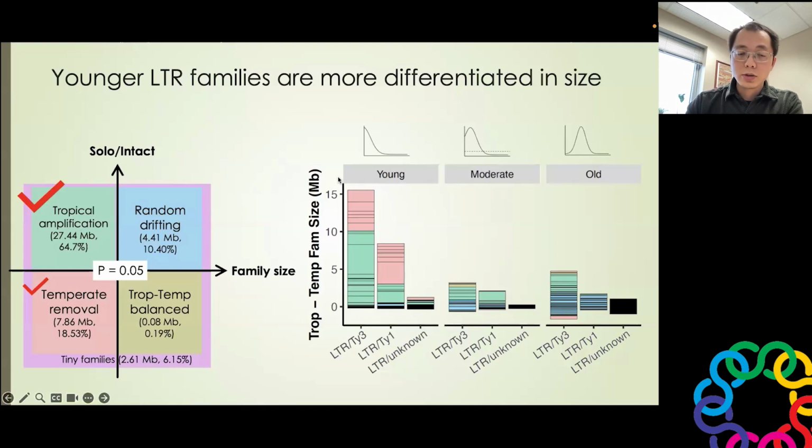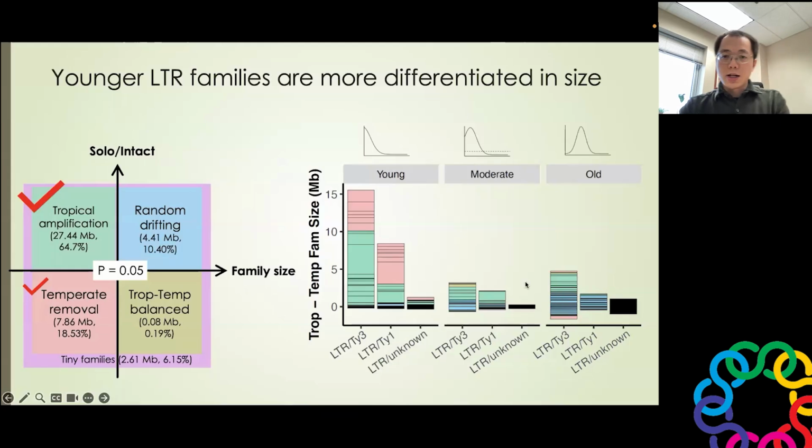So we further put them into three contexts of age: young, moderate, and old, and into different LTR superfamilies, TY1, TY3, and families without any classification information. We call it unknown. And also put them into the four dynamics. Salmon is removal, green is amplification.